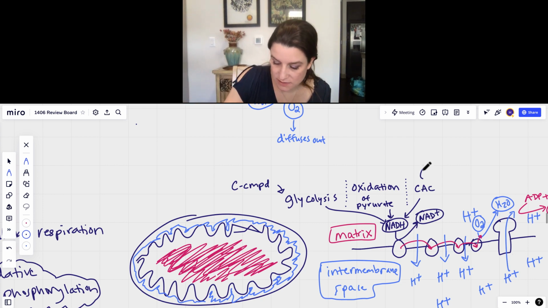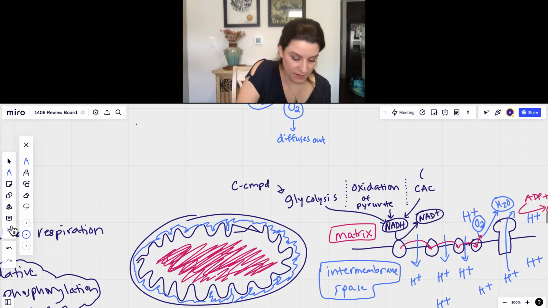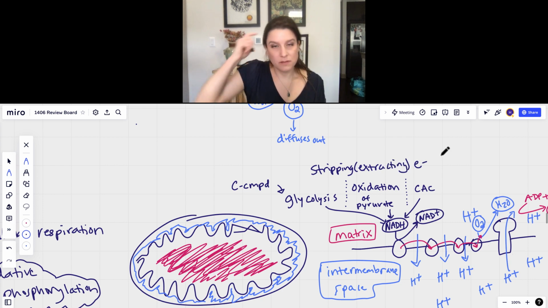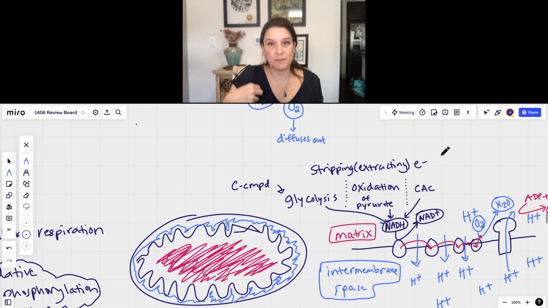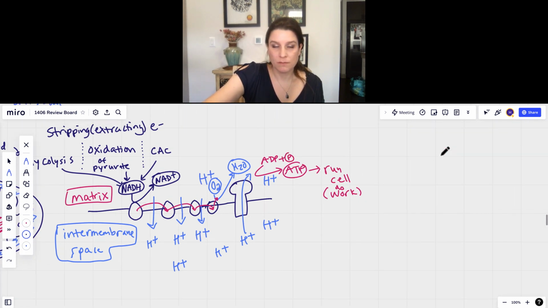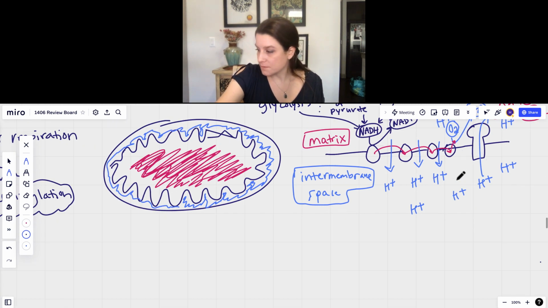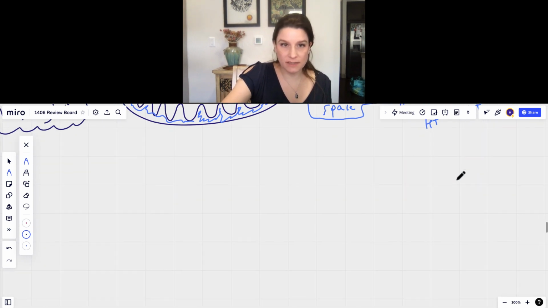So that's what the citric acid cycle and glycolysis and oxidation of pyruvate are doing. They're stripping or extracting electrons from the carbon compounds. So it's the opposite of photosynthesis, where we embed them, and here we strip them out. Then we embed them and we strip them out. Good. So that's basically cellular respiration and photosynthesis.